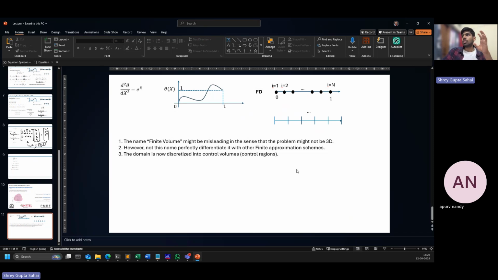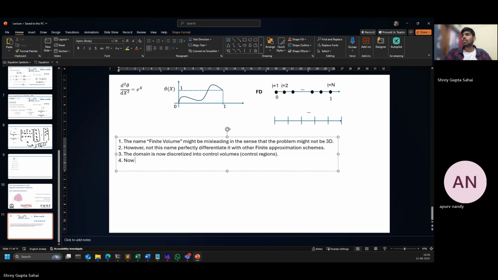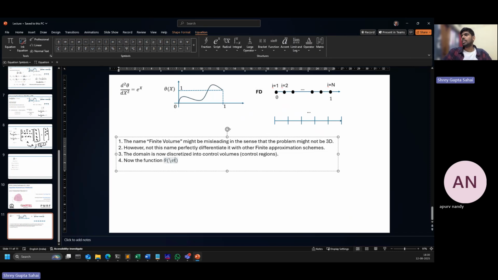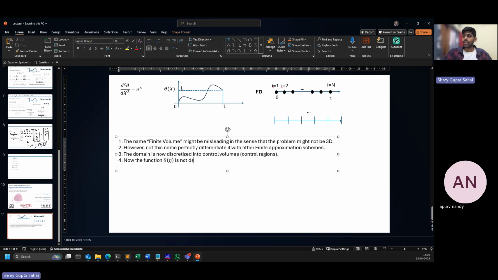So now the function theta of eta is not only defined at a particular point, but in a closed volume. That is important. But again, it is important to note that the finite volume method does not have a continuous function representation in theta.